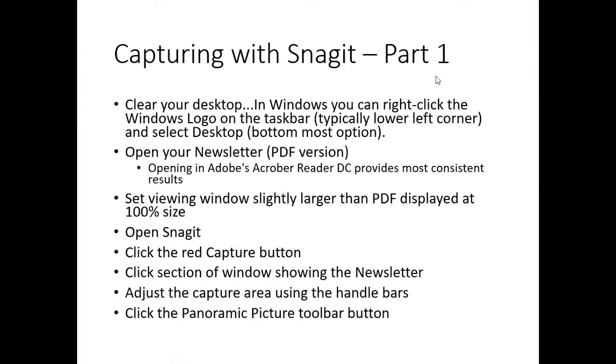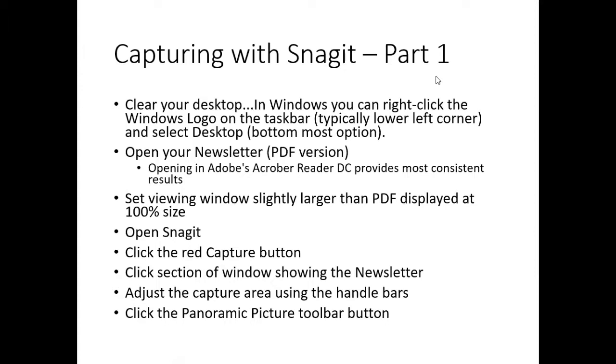So regardless of where you get your newsletter, if it's in a PDF format, I recommend using Snagit, and then these will be the steps that you will follow to go ahead and get that captured into an image file. So the first thing I do is I start with clearing my desktop. What's nice in Windows is you've got the little Windows logo on the taskbar in the lower left-hand corner of your screen. If you right-click on it and then select the desktop option at the bottom, no matter how many windows you have open on your screen, it'll go ahead and minimize all of those. So it won't close them out. It will simply minimize them so you have a clear desktop.